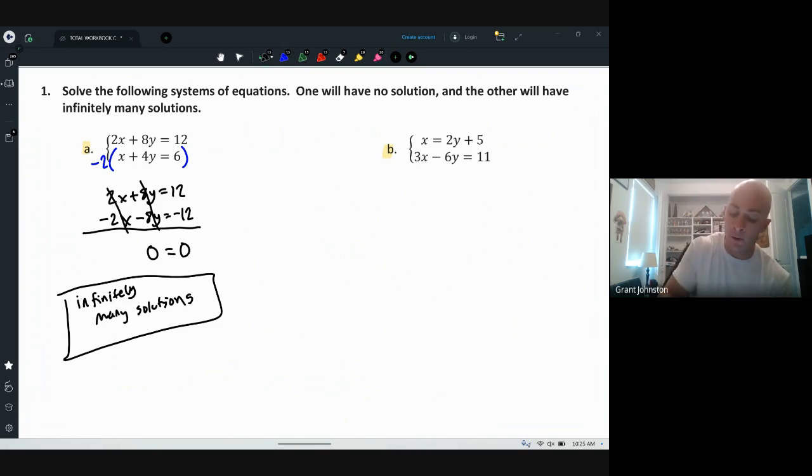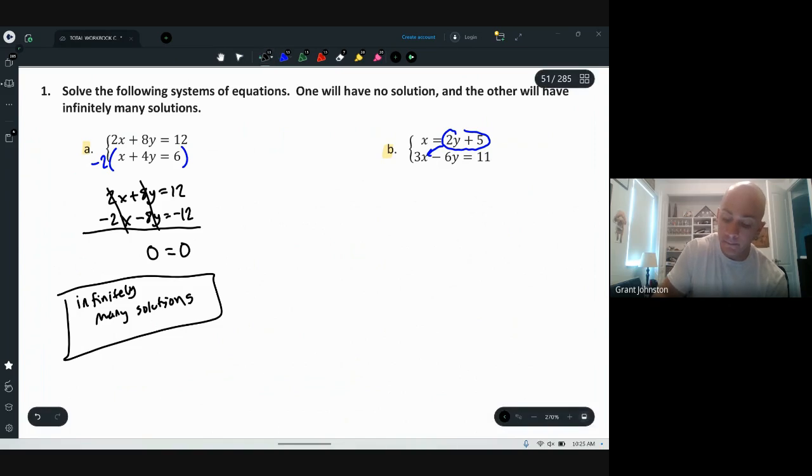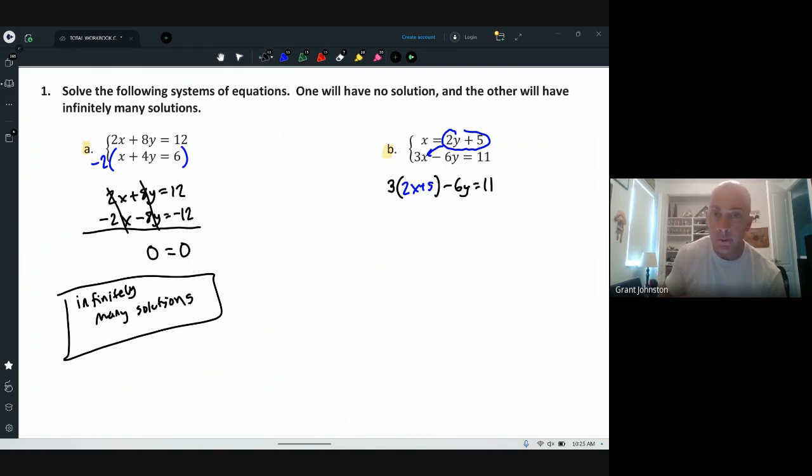Let me show you the second one. Okay, so this one's actually better set up for substitution. We have x equals 2y plus 5, so I can take this and plug this in for x. So I'm going to have 3 times 2y plus 5 minus 6y equals 11. So I just substituted that 2y plus 5 in there.